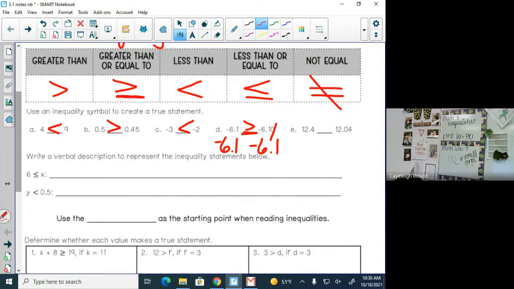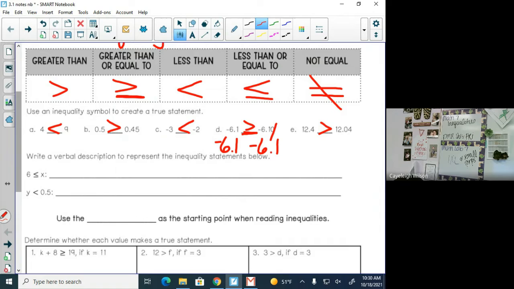All right, what about E? Which one's bigger? All right, Raymond. 12.4 is bigger than 12.04. The 4 in 0.04 is in the hundredths place, and the other one's only in the tenths place, so 12.4 is bigger. Okay.